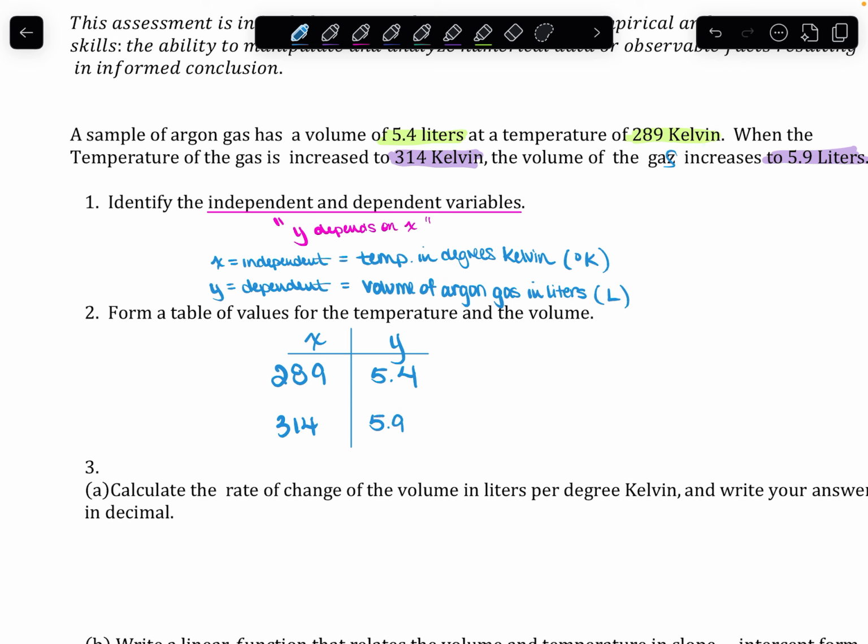Part B, or I guess not part B, part 3A. Calculate the rate of change of the volume in liters per degree Kelvin. Write your answer in decimal. So that means no fractions here.